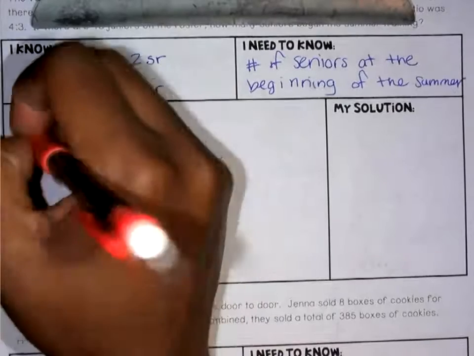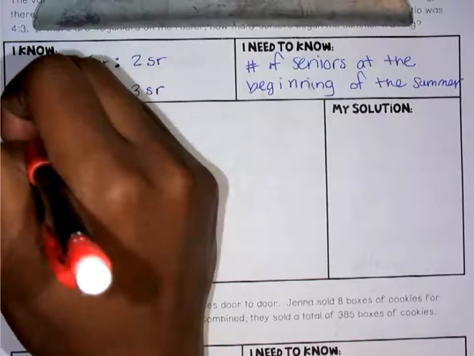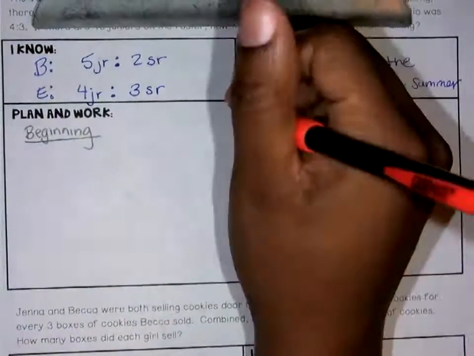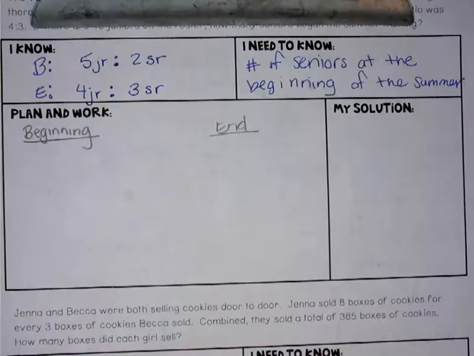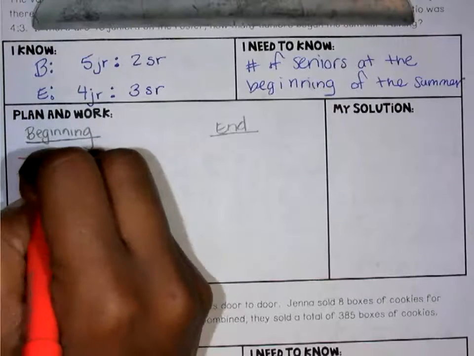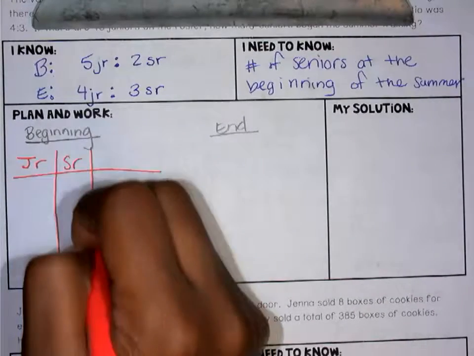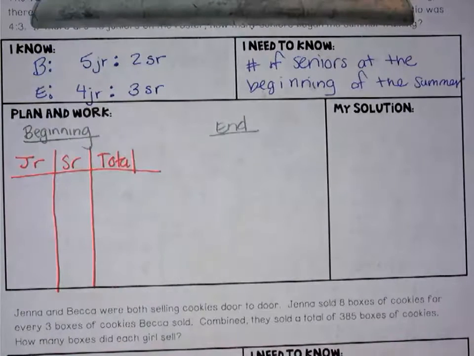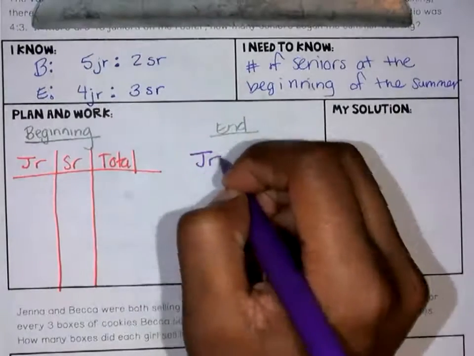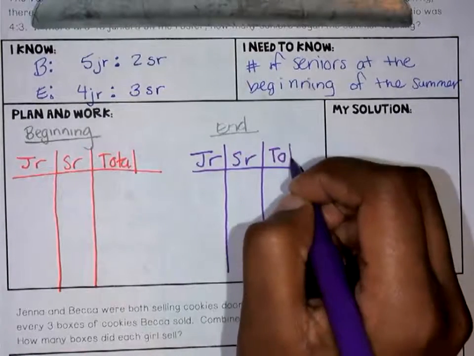So we're going to have 2 tables going. You have one labeled the beginning, and the other one over here is going to be the end. Our chart is going to consist of junior, senior, and total. Same thing for the end. I'm going to use a different color. We're going to have a junior, senior, and total.